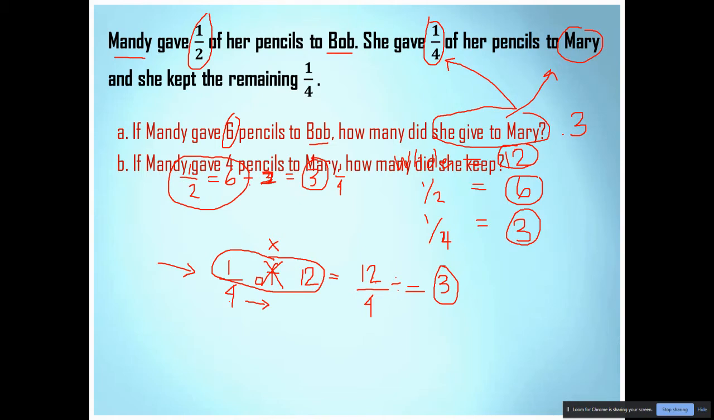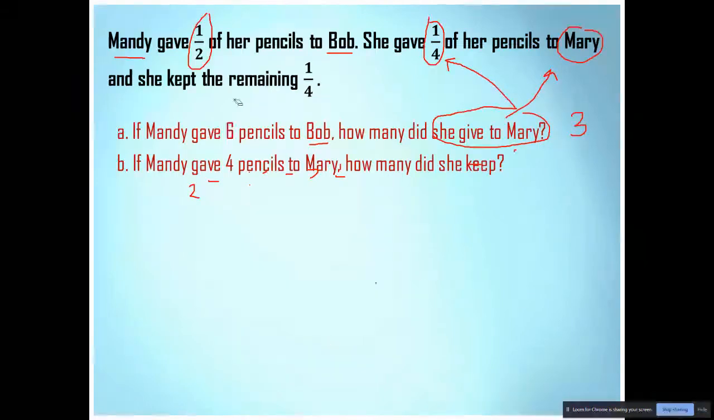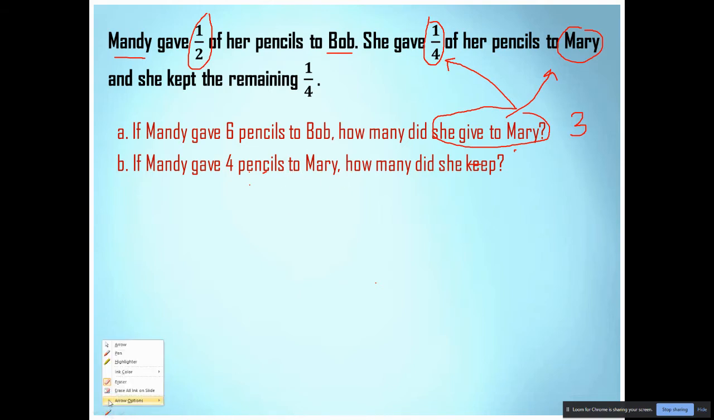If Mandy gave 4 pencils to Mary, okay, let me erase this. If Mandy gave 4 pencils to Mary, how many pencils did she keep? Okay, just look at the question. It's very easy. You don't need to do anything. The problem says she gave 1/4 of her pencils to Mary. So if she gave 1/4 to Mary, which is 4 pencils, and she kept the remaining 1/4 to herself.